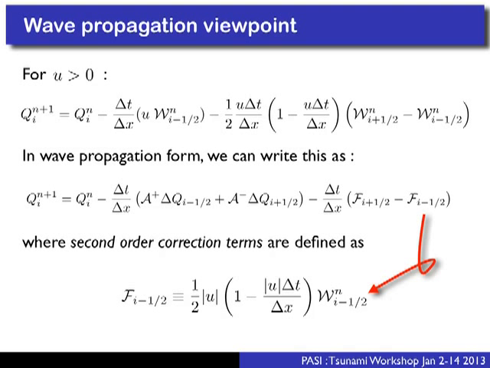If we rewrite it in this wave propagation viewpoint, then our second order scheme looks like this, with again the first order correction terms here, and now a set of second order correction terms, which we call F, and which take this particular form. There's this coefficient out in front, which involves a Courant number, and our waves out here. An interesting thing to note is that whereas this term here may or may not be conservative, this is a conservative kind of update, okay?